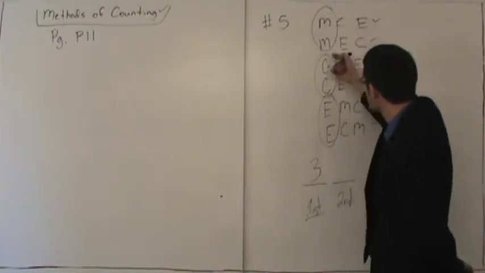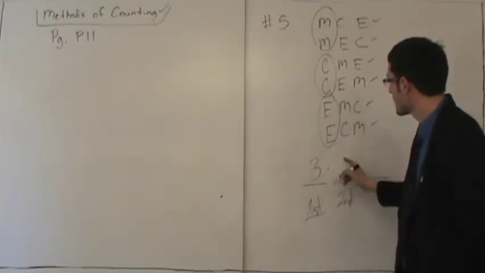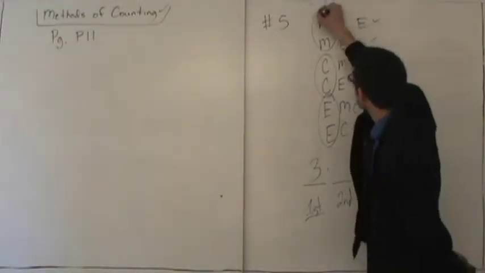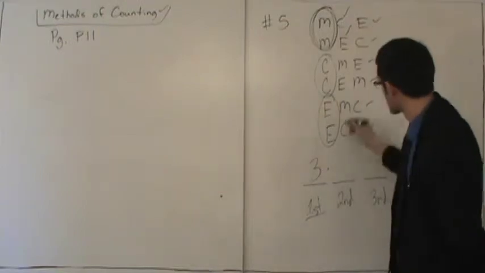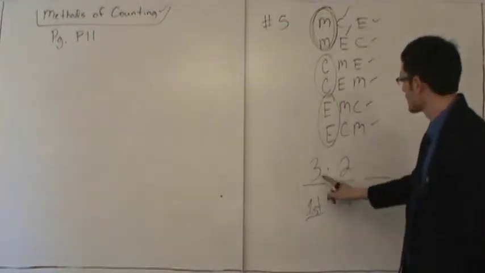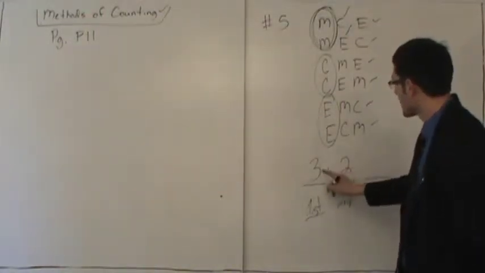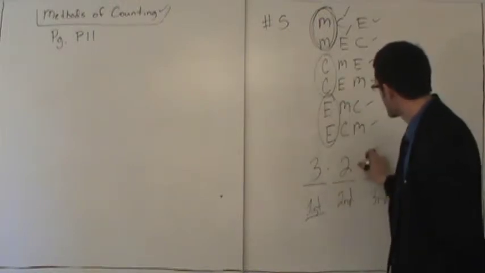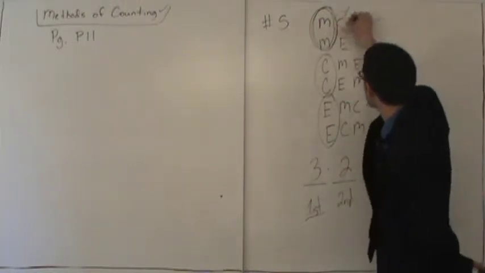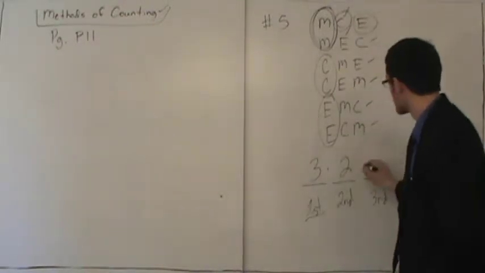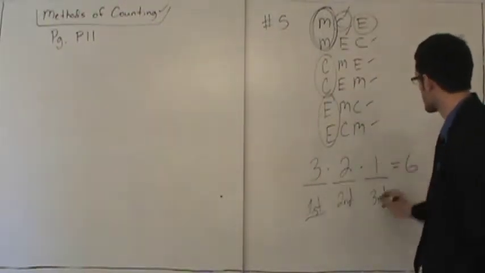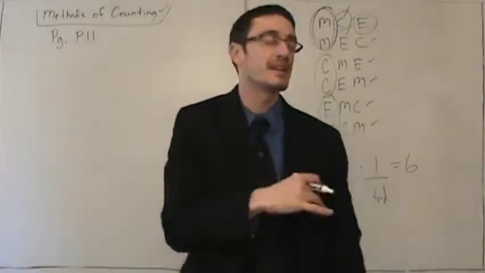Now, after we choose the first subject, how many options do we then have for the second subject? Notice, if we choose math first, how many options are there for the second subject? There's only 2. After we choose math and then we choose our second subject, say we chose chemistry, how many options did we have for the third? We just had 1 option for the third. So this is 3 times 2 times 1, or 6 combinations. Remember, we are multiplying, not adding.